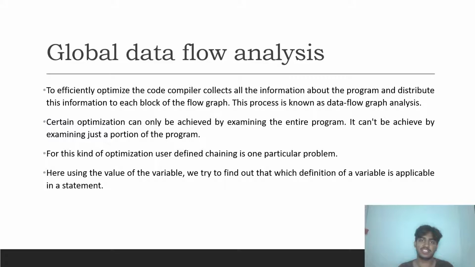It processes them in a different way, and this kind of optimization, user-defined changing, is basically one problem because the compiler cannot understand user-defined changing. It can only understand the entire flow of control when it reads the program from the beginning to the ending.